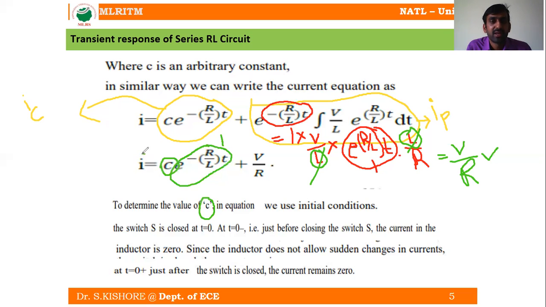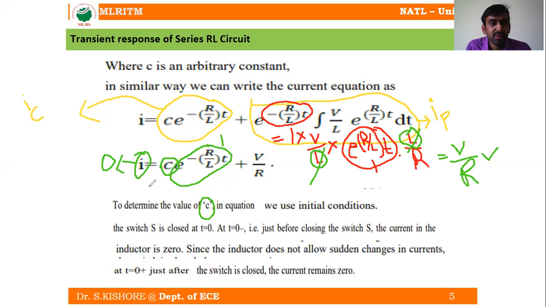That means at t is equal to 0, this I is also going to become equal to 0. Right? Because the current through the inductor at t is equal to 0 minus is going to be the same as at t is equal to 0 plus. Instantly, the current just before switching is going to be the same as just after switching. This is where the little confusion is, but you have to understand this, because the same initial conditions we are going to apply for all kinds of circuits, RL circuits, RC circuits and RLC circuits, everything.